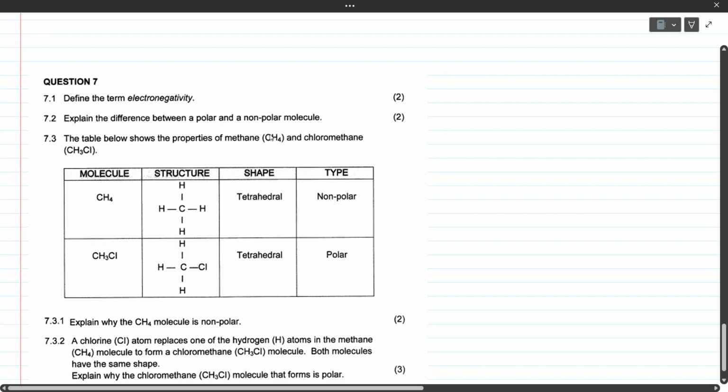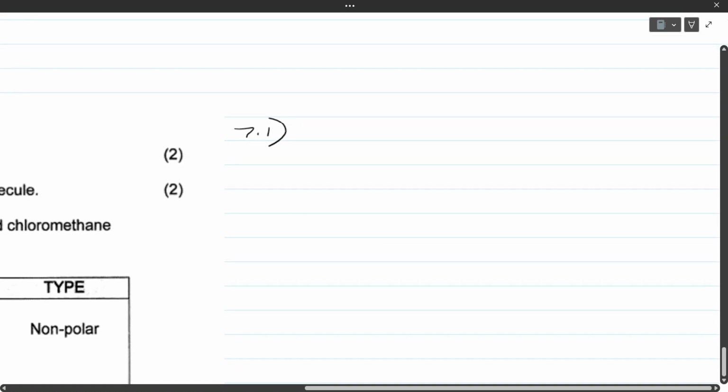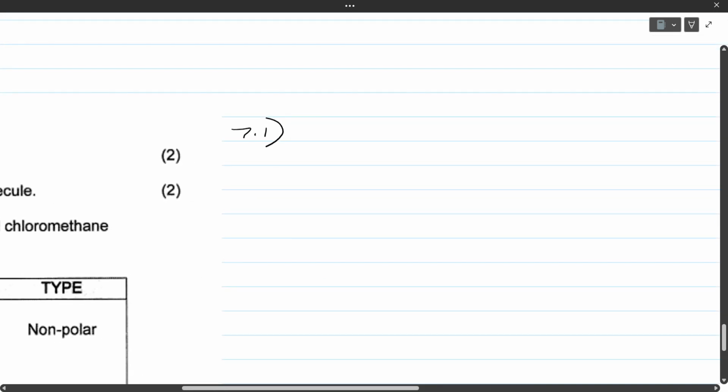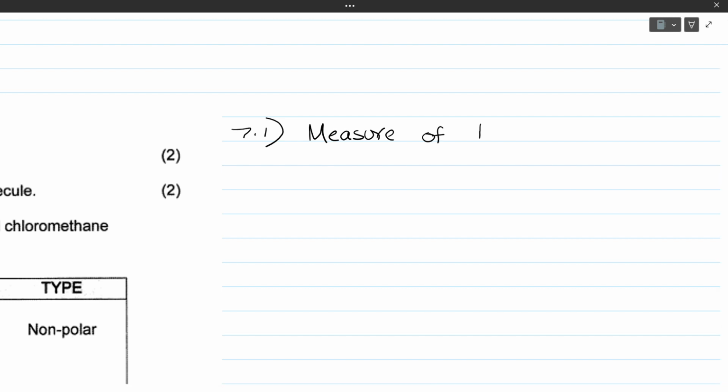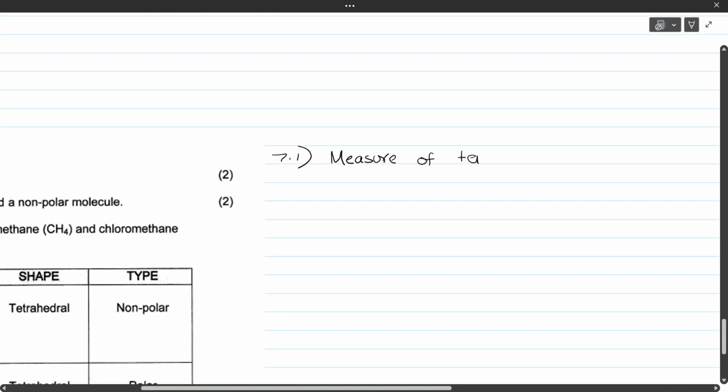So if we're going through this question, 7.1, we need to define the term electronegativity. So according to our guideline and how they're going to give you marks for this, electronegativity is defined as the measure. Just going to zoom out a bit.